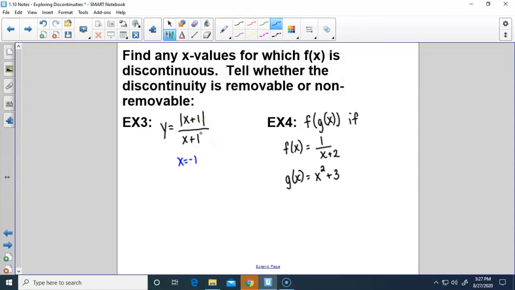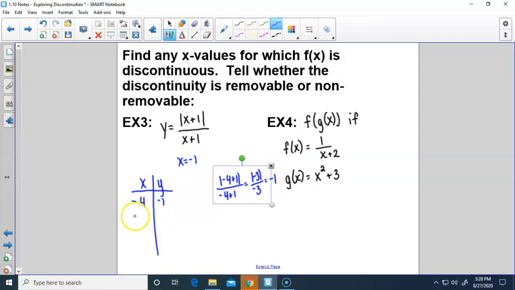So what I'm going to do is think of a table of values here, so x and y. If I approach -1 from the left, let's say I pick -4. If I plug in -4, the absolute value of -4 plus 1 over -4 plus 1 gives me the absolute value of -3 over -3, which gives me -1, because that's +3 over -3. So this would be -1.